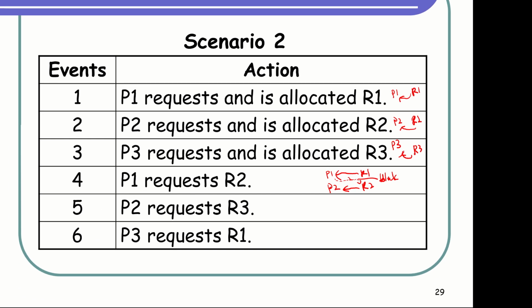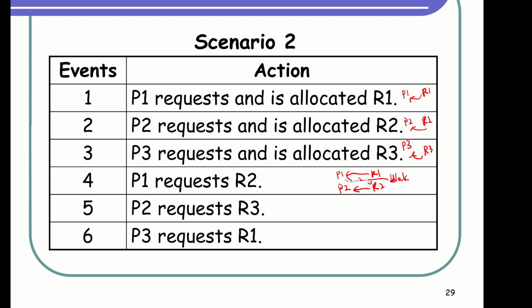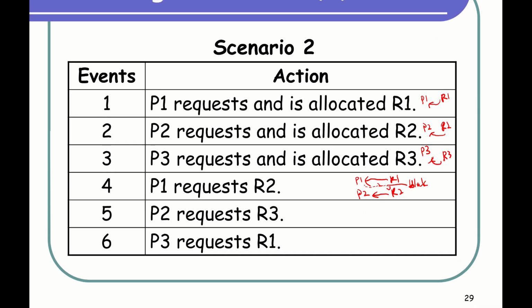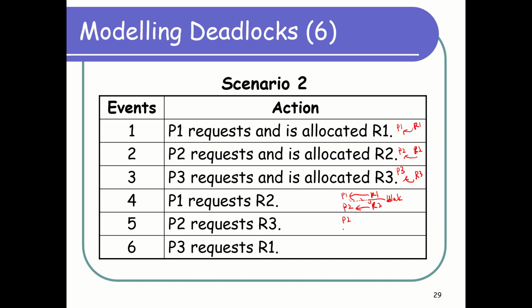P2 requests R3. So now we have P2 and P3. R2 is serving P2, R3 is serving P3. P2 requests R3. Now this is the block condition. And P3 requests R1. So we look at R1 here. R1 is serving P1 and P3 is served by R3. And P3 requests R1. So this is the block condition. Okay, this is modeling deadlocks.